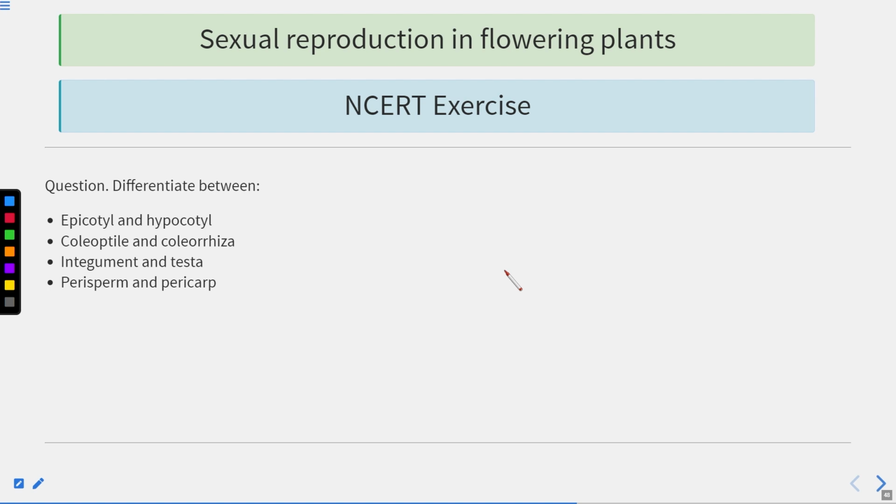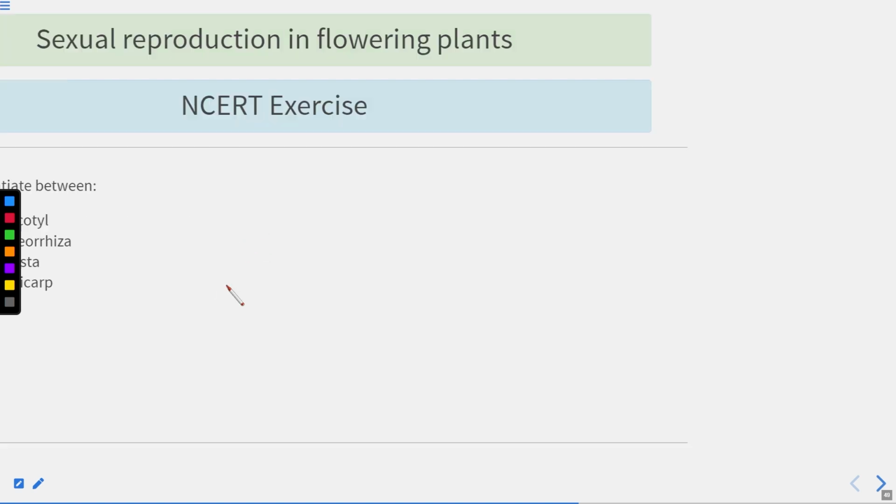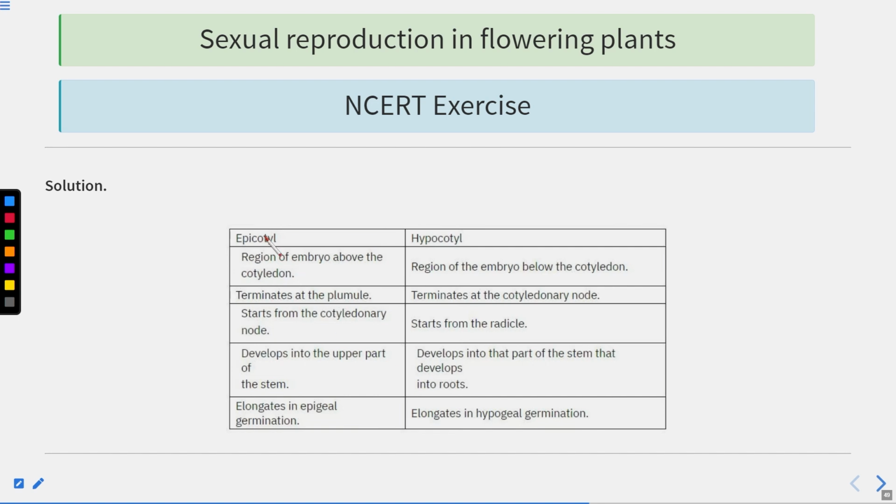Okay, next question, you have to differentiate between these: epicotyl, hypocotyl, coleoptile, coleorhiza, integument and testa, and perisperm and pericarp. Let's quickly have a look at the differences. So epicotyl is the region of the embryo above the cotyledon. Hypocotyl is the region of the embryo below the cotyledon. Hypo means below, epi means above.